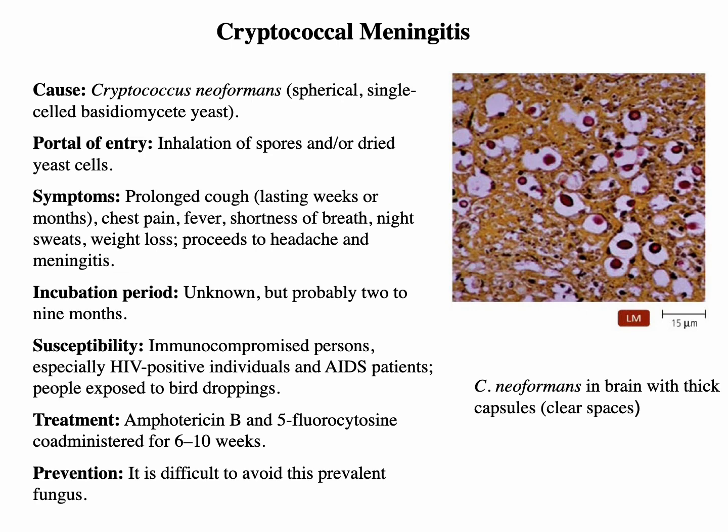So you can see the symptoms tell you a little bit about where the infection starts, in the lung. So you have prolonged cough, chest pain. These are all symptoms of the lung getting infected, and later on this organism enters the central nervous system.